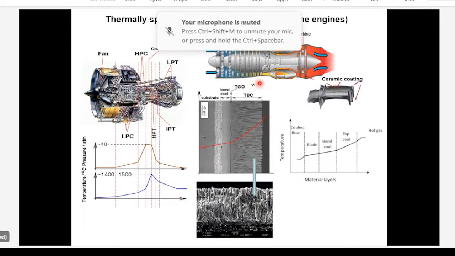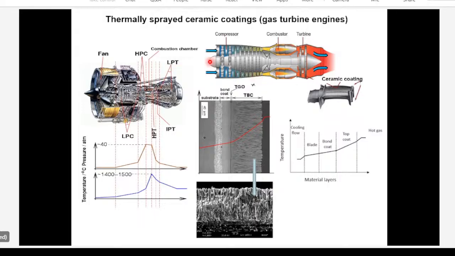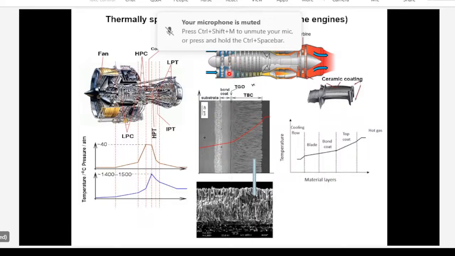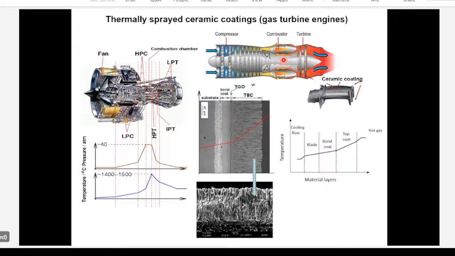So in a gas turbine engine, this is just a cutout of the gas turbine engine. This is where the air comes in. This is the compressor. So the air pressure builds up. This is the combustion zone where you have a fuel and air mixture ignited. And then you have the turbine that is propelled, and the combustion exhaust gases exit from here.